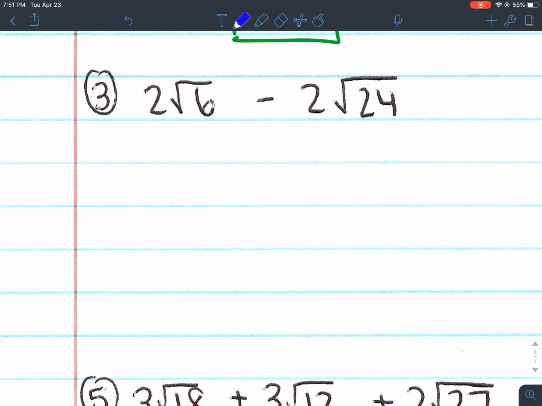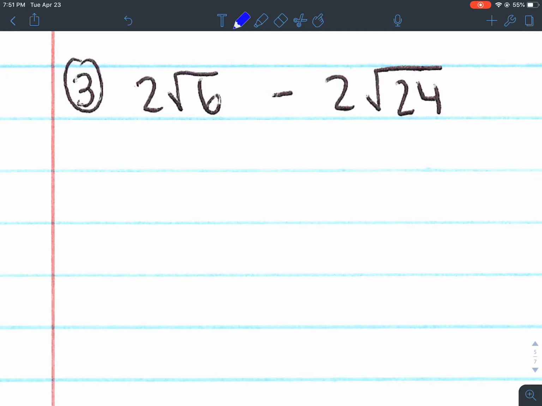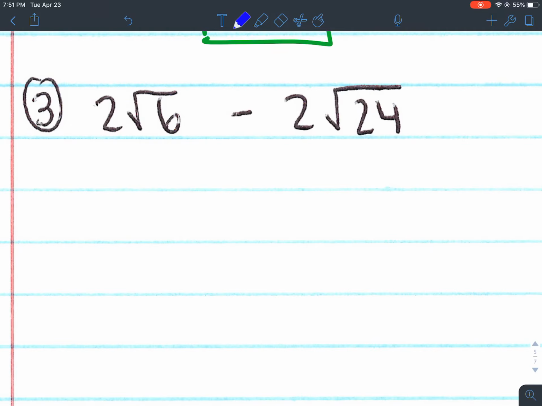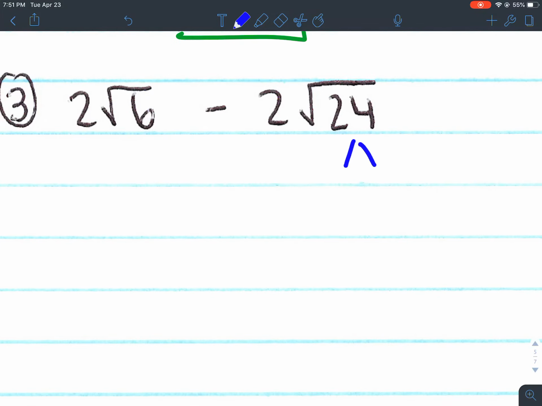Okay. Number 3. So I have 2 square root of 6 minus 2 square root of 24. Those obviously aren't like radicals, or not the same. So let's see if I factor this one. I will have 2 and 3, and that's literally it. I don't have any pairs. So that one doesn't simplify any further. But I can simplify this one over here.